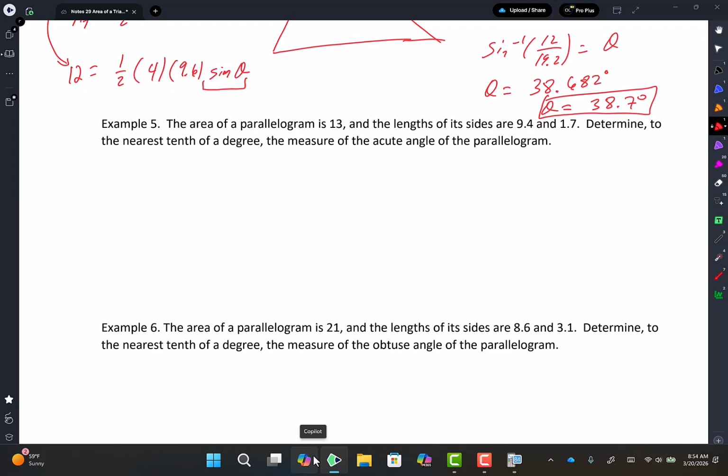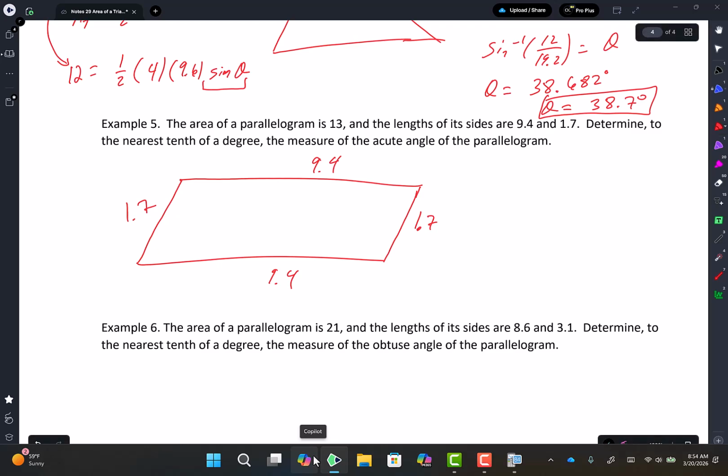Okay, so here it is. Let's draw a parallelogram. So do like a slant there, and then slant, and then bam. So this is 9.4, 9.4, 1.7, 1.7. You could, if you wanted, take that 13 and divide it by 2, like if you see this triangle right here. Let me draw a diagonal. But I like to work with the 13.